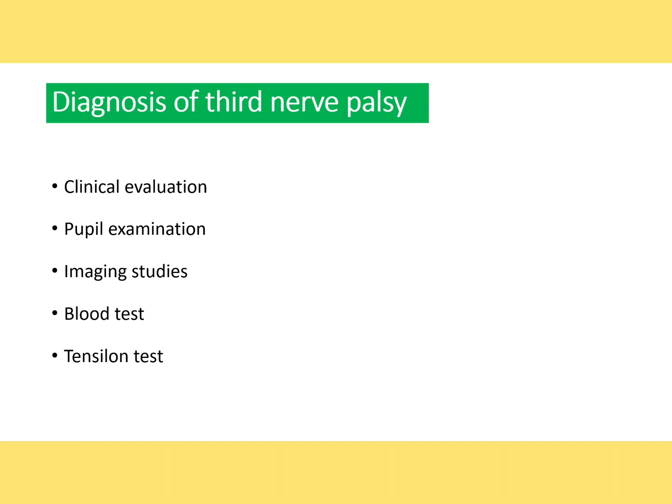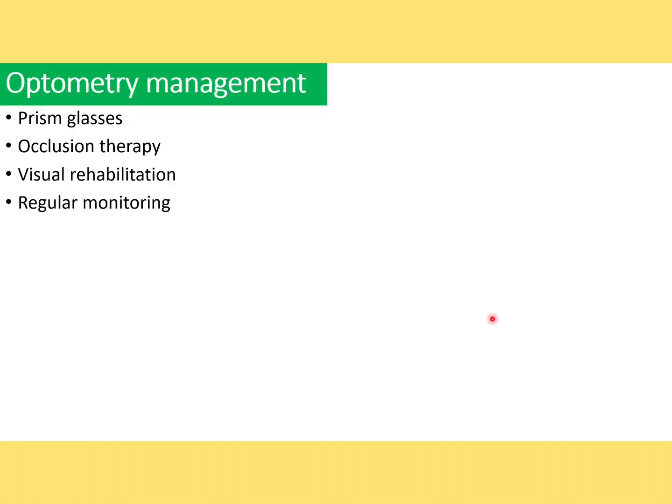And also blood tests are an important part of the diagnostic process. So this test helps us to rule out the systemic conditions such as diabetes or infection that could contribute to the nerve involvement. So depending on the findings from this initial test, additional evaluations like a tensilon test for myasthenia gravis or cerebrospinal fluid analysis may be necessary for further refinement of the diagnosis. And for moving to the management section. So here the optometry.